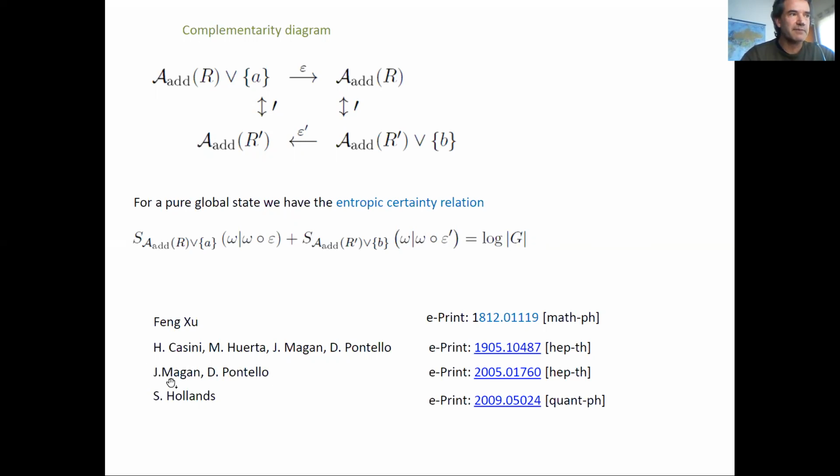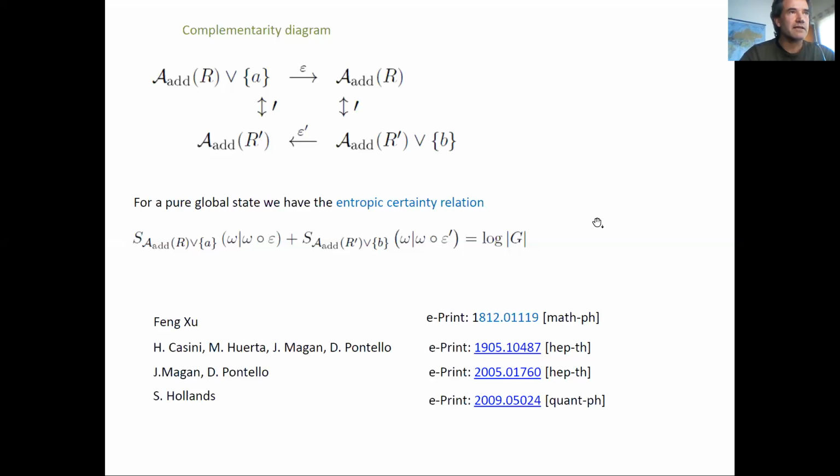This is another paper by Javier Magan and Diego Pontello, where they prove it more generally for finite dimensional algebras. And then we realized that there was a previous, mathematically oriented paper where they proved something like that also in the context of type 3 algebras in quantum field theory, but thinking more in conformal field theories in 2 dimensions. And there is also this very recent paper by Holland. So now this is completely proved at the full level of rigor in quantum field theory.